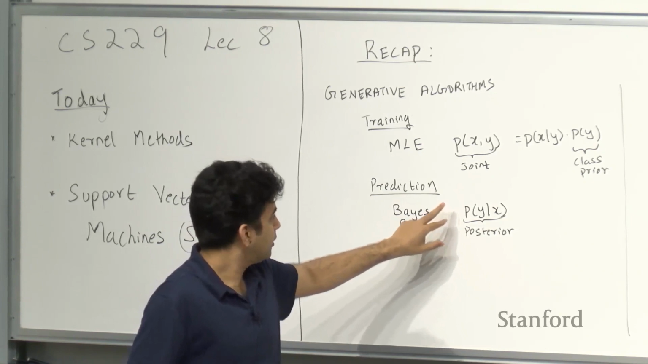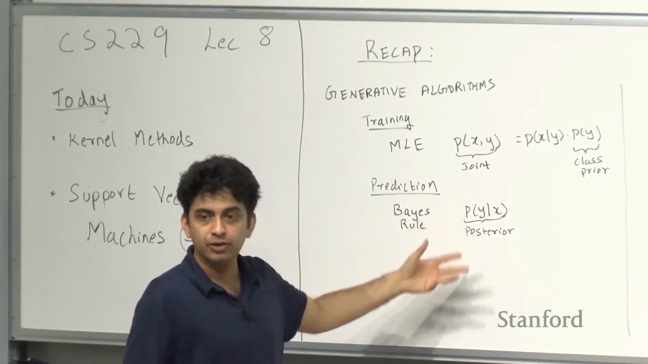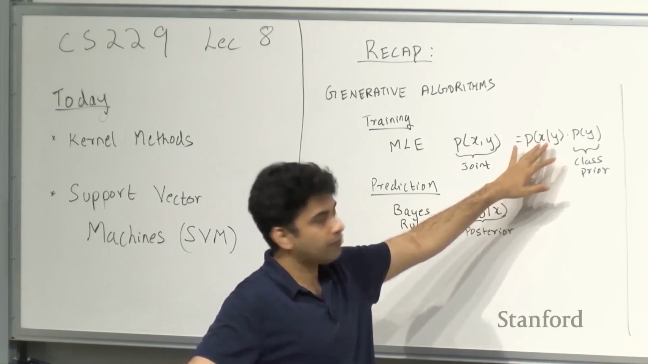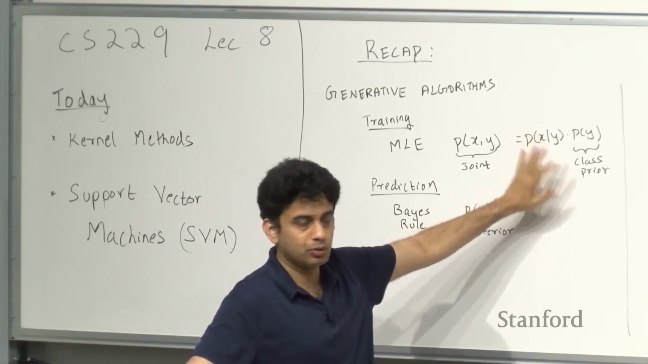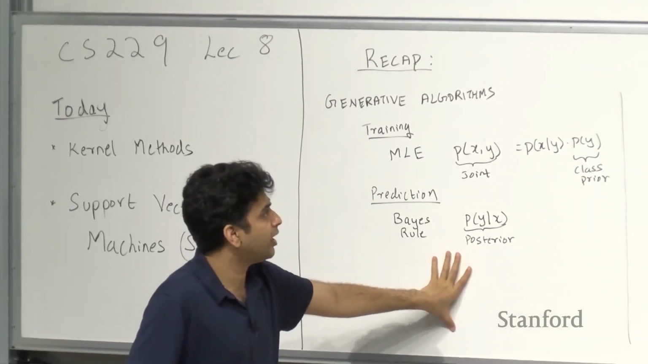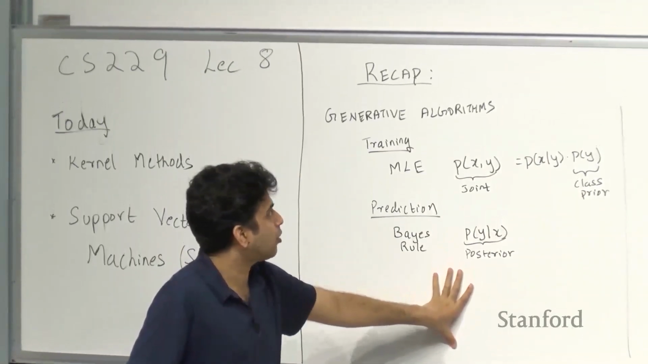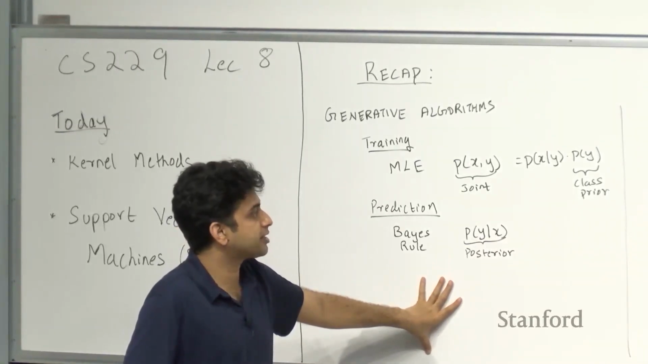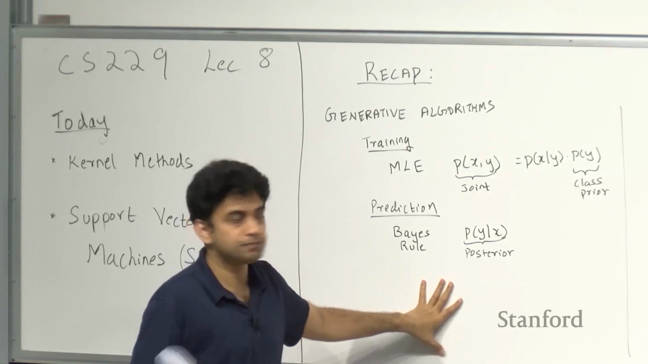Right? And the posterior will be different for different models, depending on what assumptions we make of whether P of x given y is Gaussian or Bernoulli or whatever. We find P of y given x accordingly. And we saw two examples of two different types of generative models, the Gaussian discriminant analysis and naive Bayes.